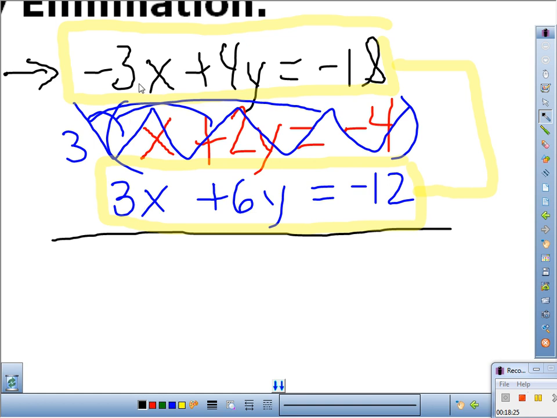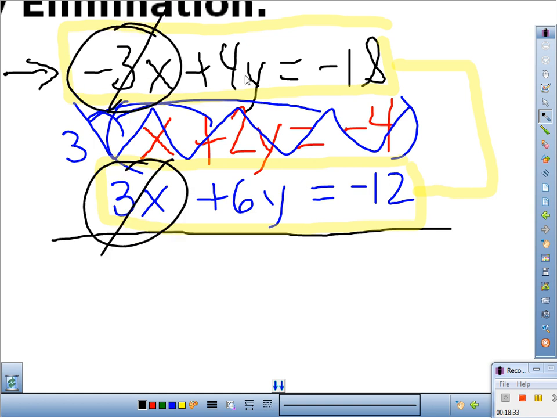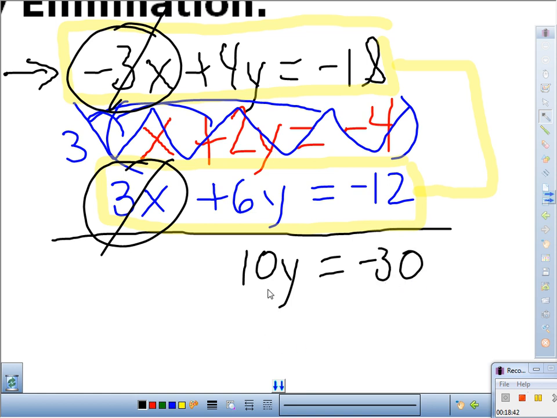Negative 3x and 3x, because that's my 0 pair. So these eliminate. So we're left with 4y and 6y. That's 10y equals negative 18 and negative 12, negative 30. And we solve for y, which is dividing by 10, divide by 10, y equals negative 3.